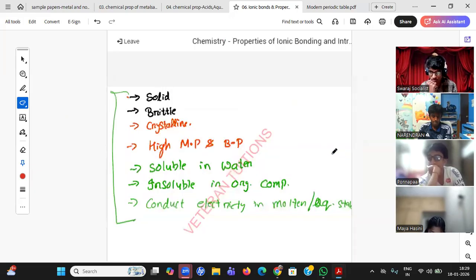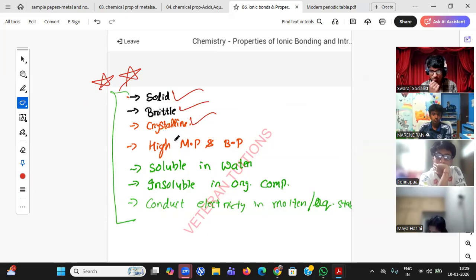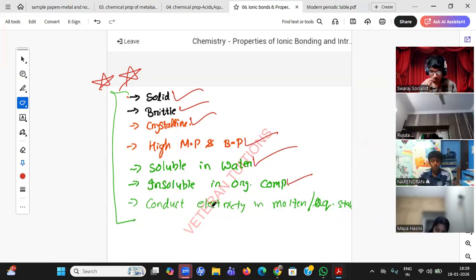Okay, yeah, so this is what the 3 marks question comes from. Properties of ionic bond. Solid: you can't just make it ductile, it will be brittle enough. Crystalline, arrangement is highly organized, high melting and boiling point, soluble in water, insoluble in organic compounds. Conduct electricity in molten and aqueous state.